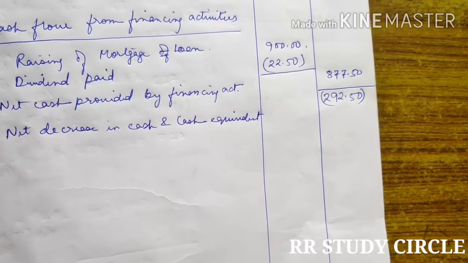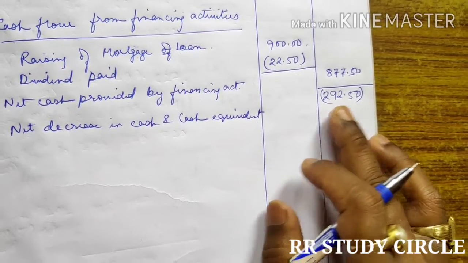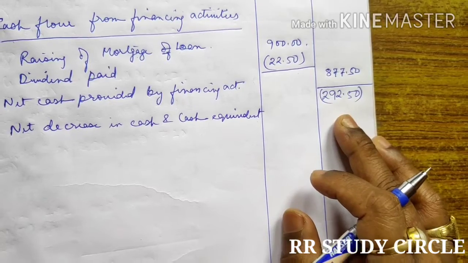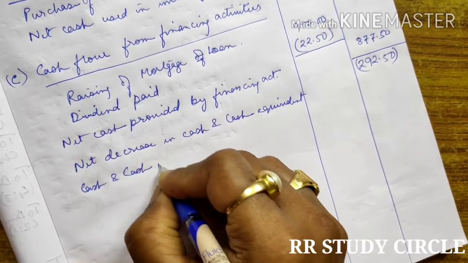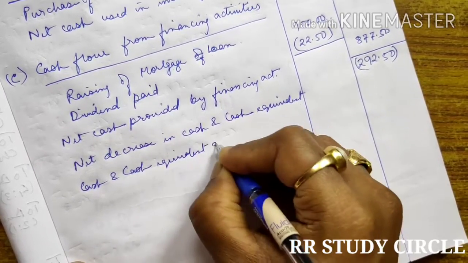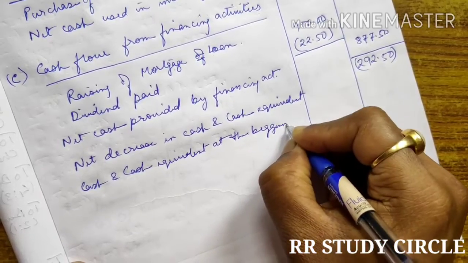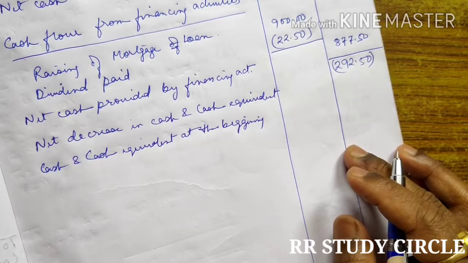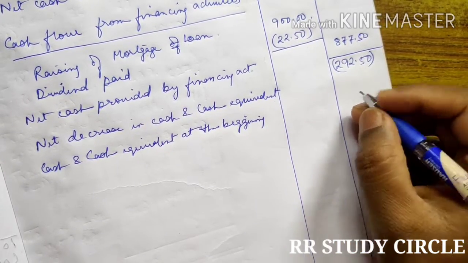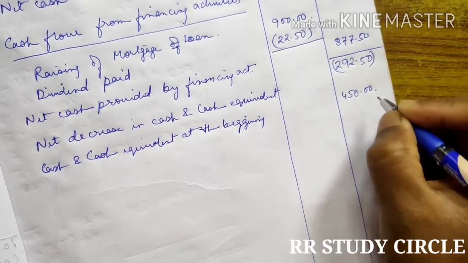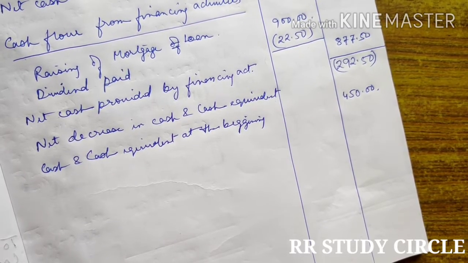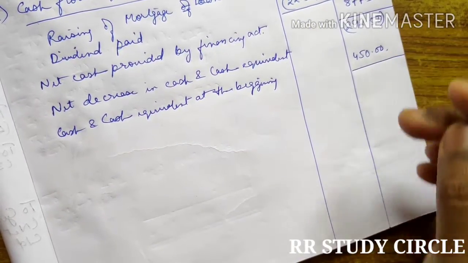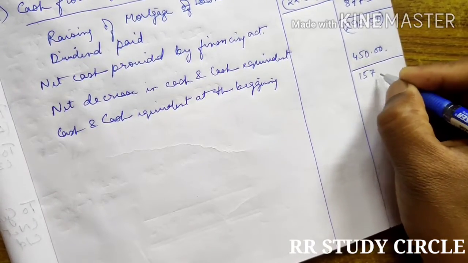Now you have got the net decrease in cash and cash equivalents, rupees 292.50, which is in negative. Now whatever cash and cash equivalent is given at the opening, you will have to add this thing, cash and cash equivalent at the beginning. Whatever amount is given, you will have to add it. So it comes to rupees 450 as has been given in the question. Now what does cash and cash equivalent mean? Cash is money, and cash equivalent means amount which is kept in bank, or marketable securities. Clear? So after making the addition, you will get rupees 157.50.